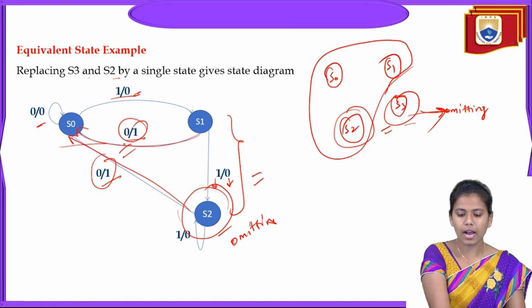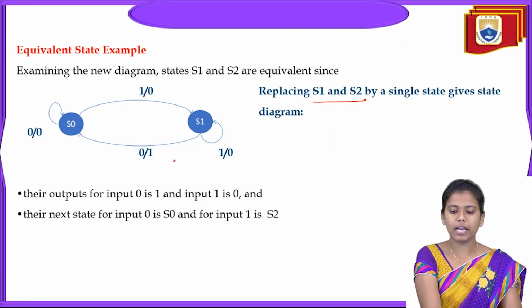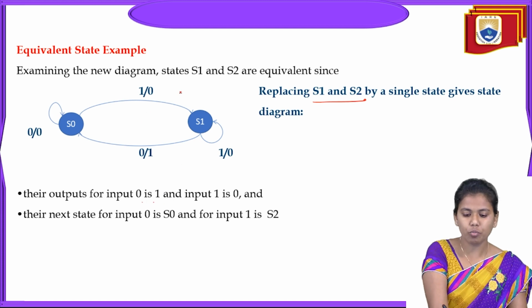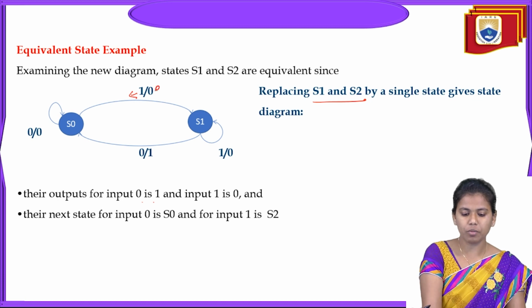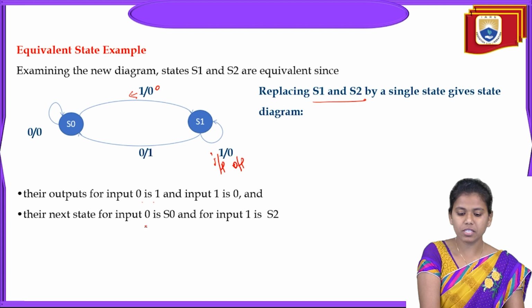And finally, I will be left with S0 and S1. So this is what I have left. Why? Because my states S1 and S2 are equivalent to each other. Then S0, S1, same. Their output for the input 0 is 1. When the input is 1, the output is 0, right? Here when the input is 1, the output is 0.